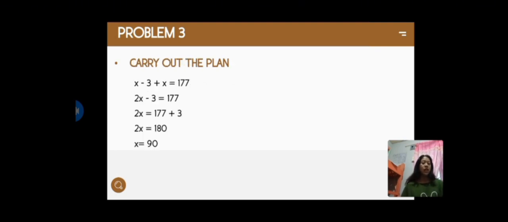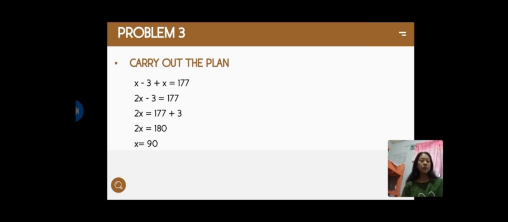After we devise a plan, we carry out the plan. x minus 3 plus x equals 177. As we can see, there are the same variable x, so we add those variables. It became 2x minus 3 equals 177. Then we transpose negative 3, so 2x equals 177 plus 3, which is 180. To get x, we divide both sides by 2. So 2x divided by 2 is x, and 180 divided by 2 is 90.